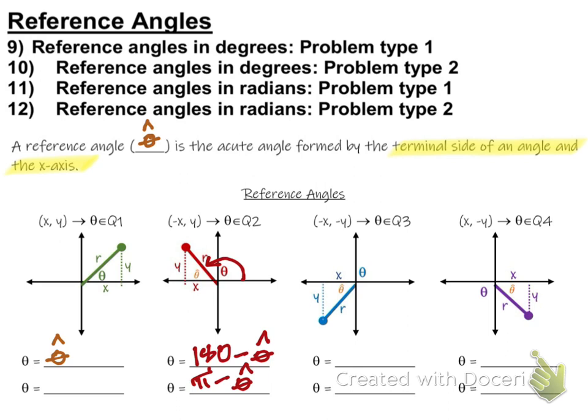In quadrant 3, again, remember theta goes all the way around from that positive x-axis. And so if we wanted to define theta in terms of theta hat, it would be that theta is 180 plus theta hat. Or if we wanted to use radians, pi plus theta hat. Lastly, quadrant 4. Again, that theta goes all the way around. And if we were going to describe theta in terms of theta hat, we would say that theta is 360 minus theta hat, or 2 pi minus theta hat.